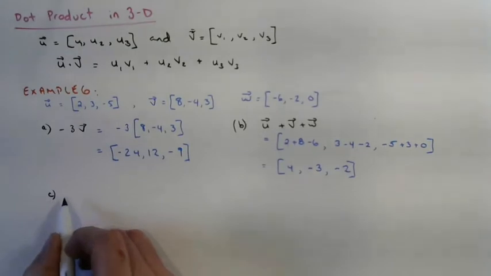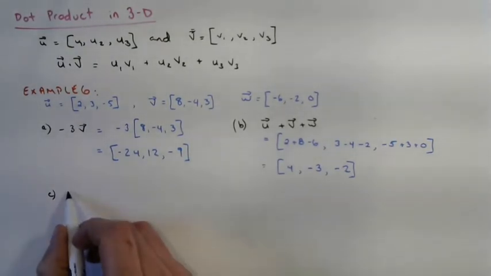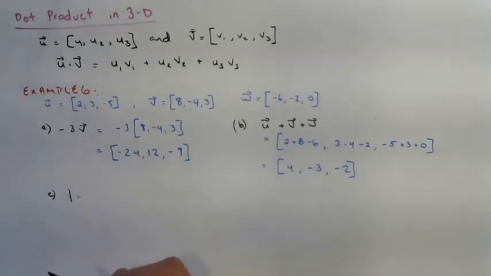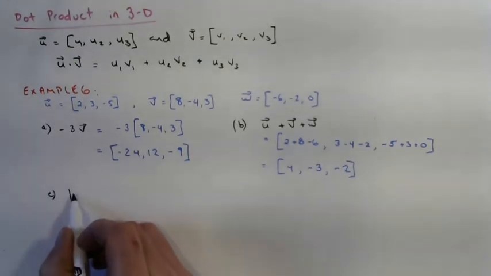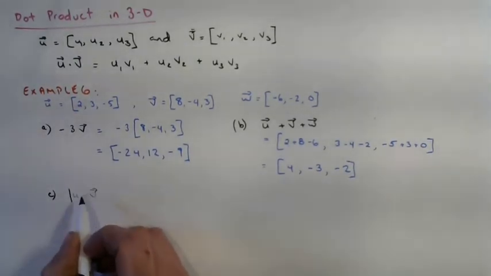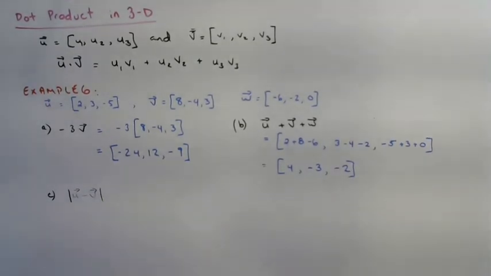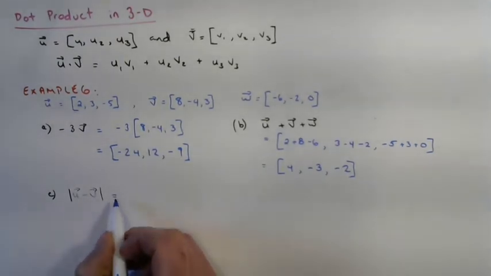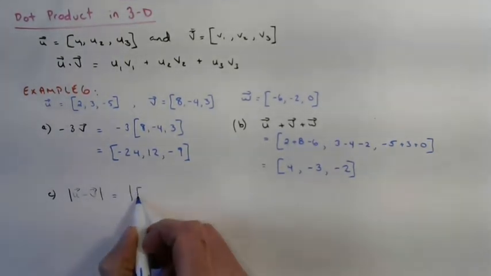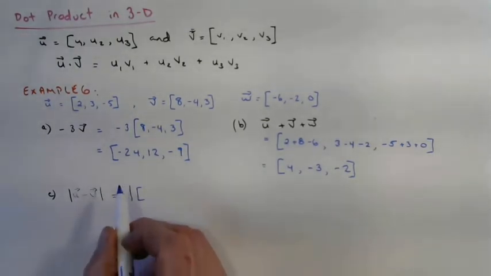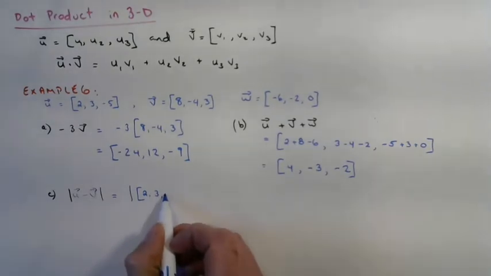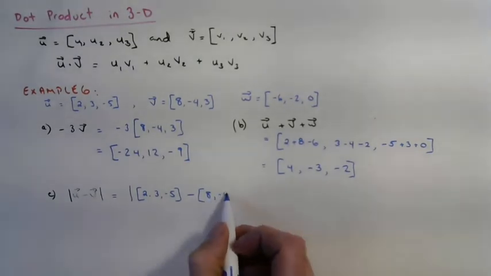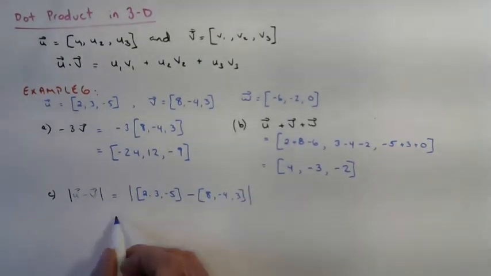C. C asks us to find the magnitude of the difference vector u minus v. Technical difficulties. Uh-oh. All right. So first we're going to find the difference between those. So it's going to look like this. I'm going to take the magnitude of, and I'm going to represent vector u as a Cartesian vector, 2, 3, negative 5, and I'm going to subtract vector v, 8, negative 4, 3, magnitude.